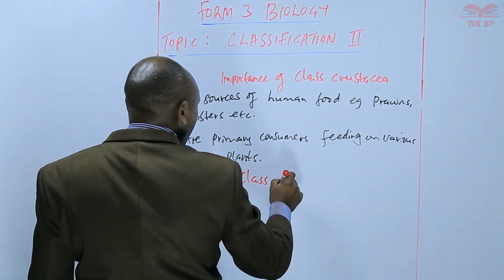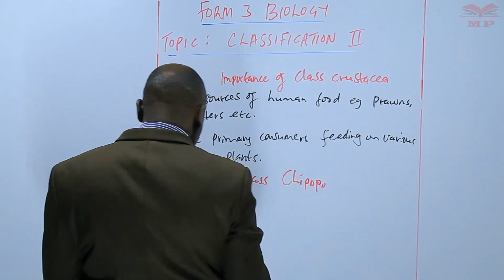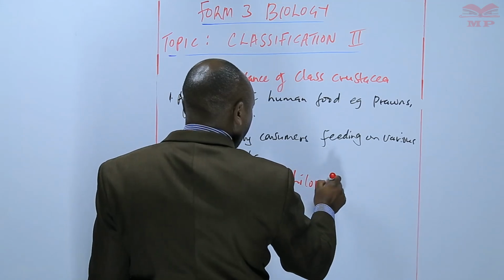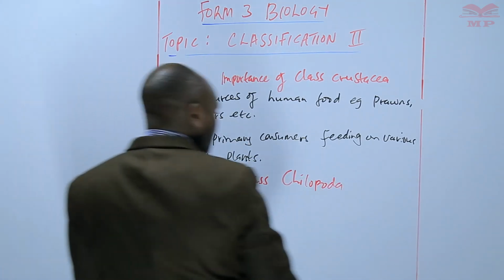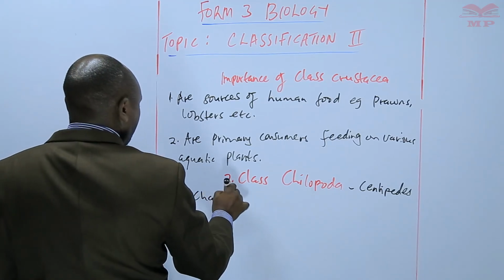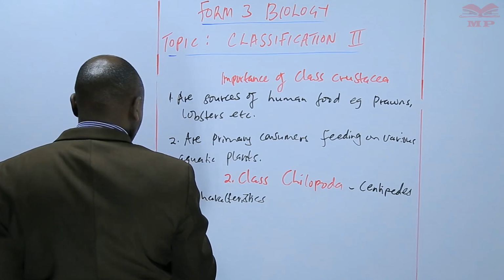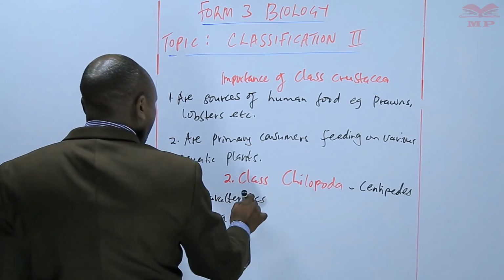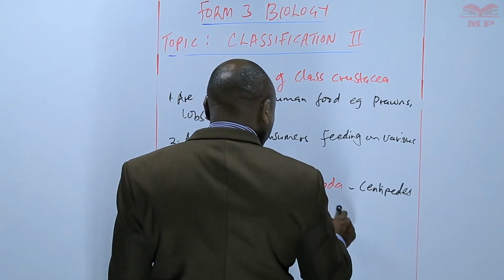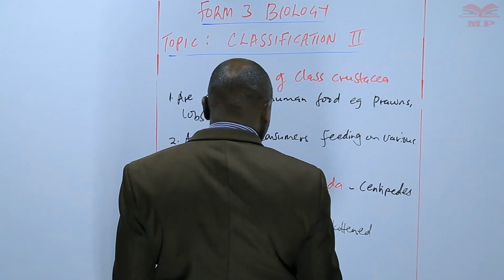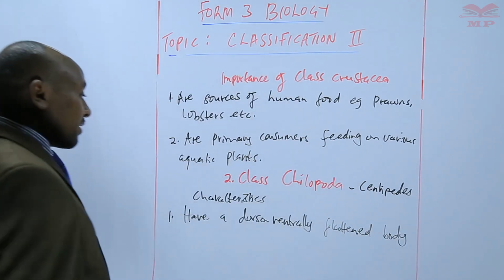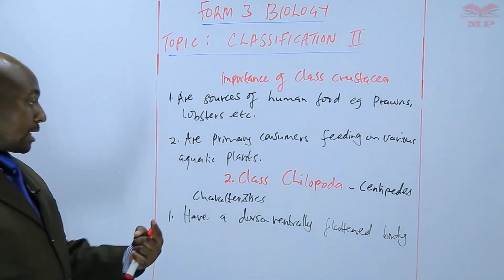This is class Chilopoda, and we are saying that here we have the centipedes. In terms of their characteristics, one is that they have a dorsal, ventrally flattened body. So it's flattened from the back to the front.